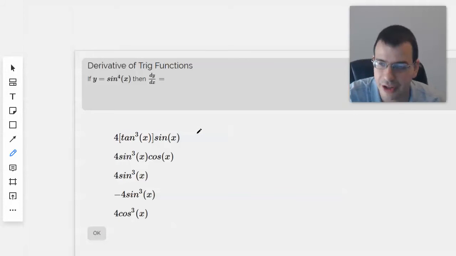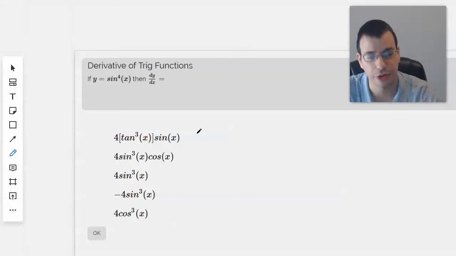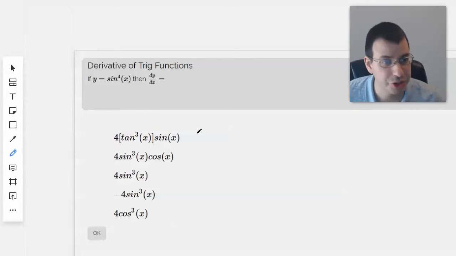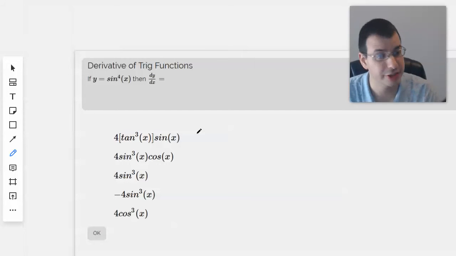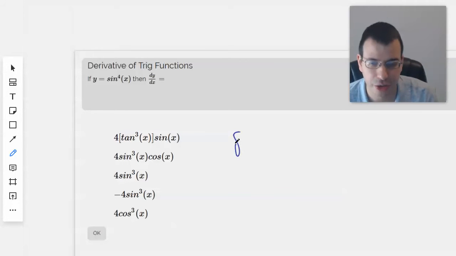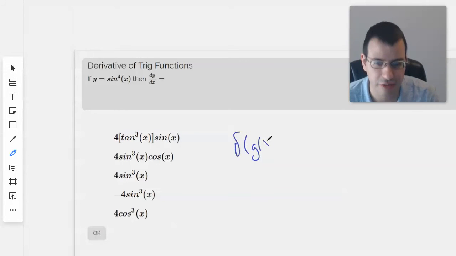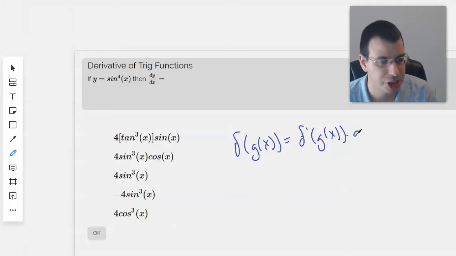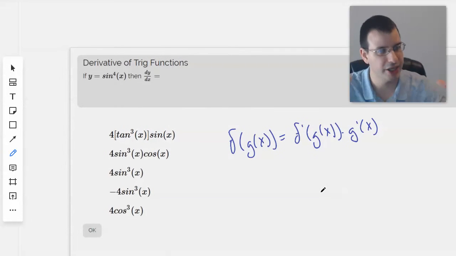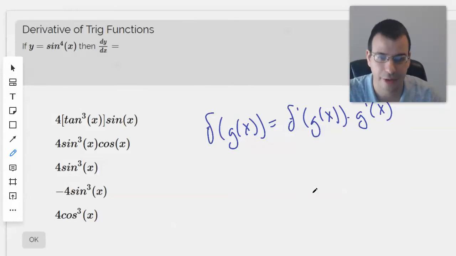If y equals sine to the fourth of x, then dy/dx equals... okay, so this is just chain rule. The idea of the chain rule is that the derivative of f of g of x equals f prime of g of x times g prime of x. And it's the idea of how you work with nested functions, one function inside the other.